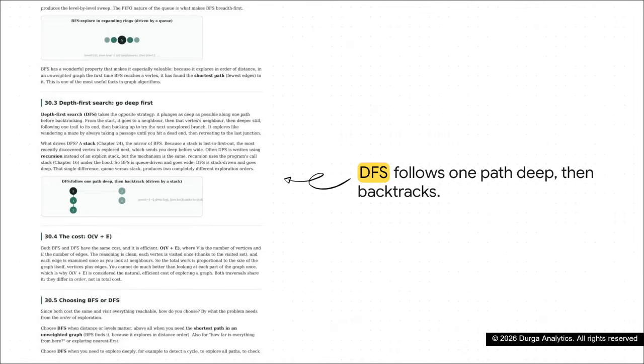All right, Section 3, DFS, or going deep first. Having mastered how to go wide, let's flip the script and look at the exact opposite strategy. Here's how depth-first search, or DFS, behaves. Instead of expanding in those nice rings, DFS plunges as deep as humanly possible along a single trail. It goes from the start to a neighbor, then straight to that vertex's neighbor, and deeper still. It wanders exactly like a person trying to navigate a physical maze. It takes a passage until it hits an absolute dead end, and only then does it backtrack to the last junction to try the next unexplored branch.